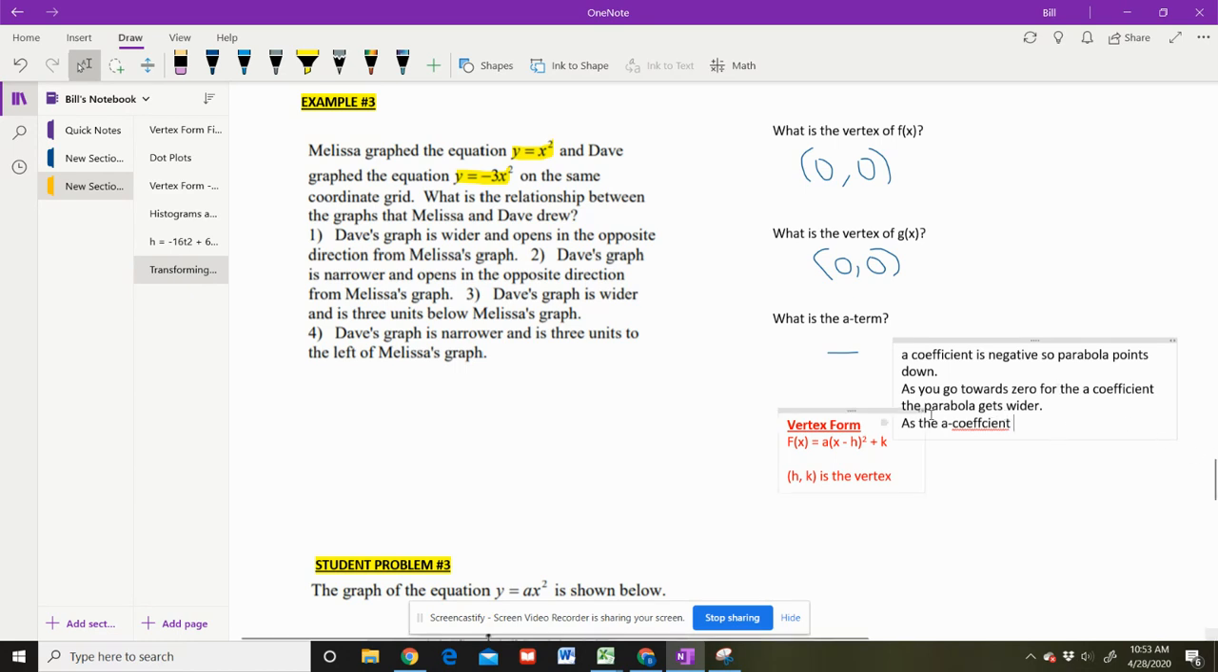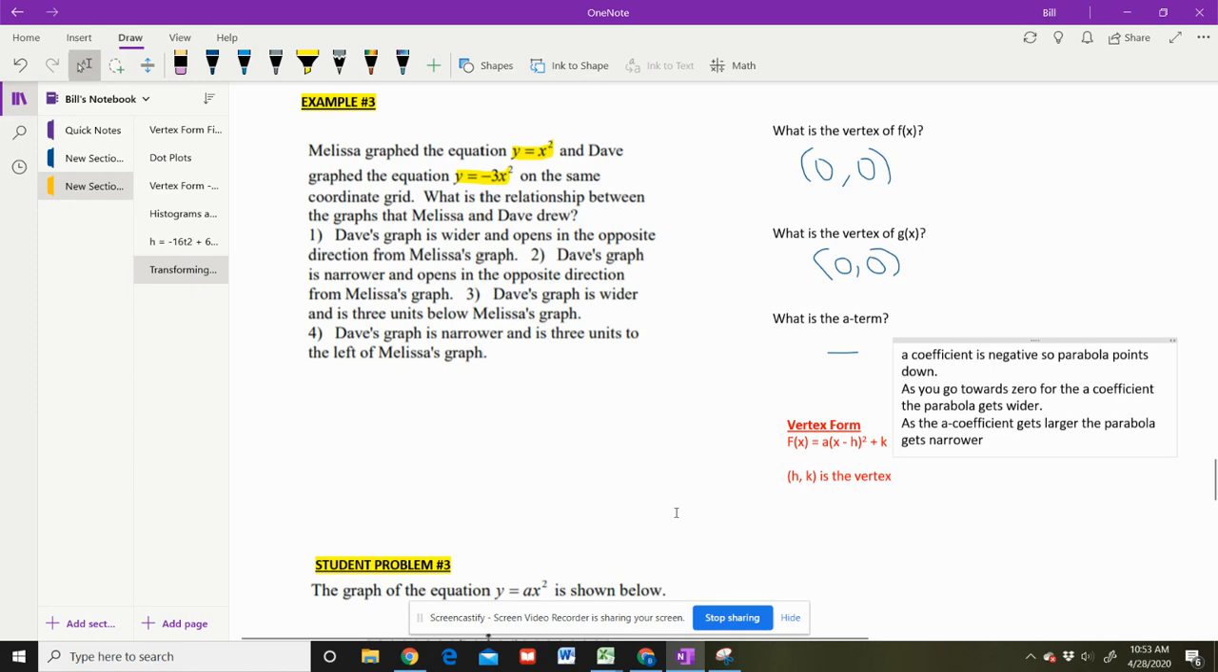I was going to mess it up. All right, I missed an i. As the a coefficient gets larger, the parabola gets narrower. Okay. So on this, we go from a positive 1 to a negative 3.